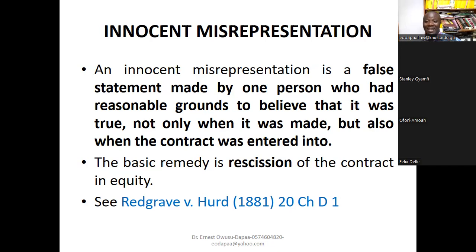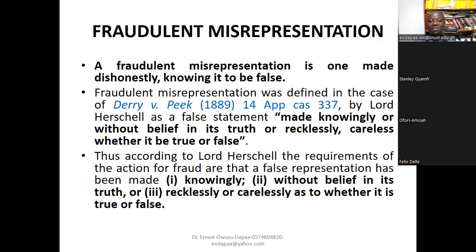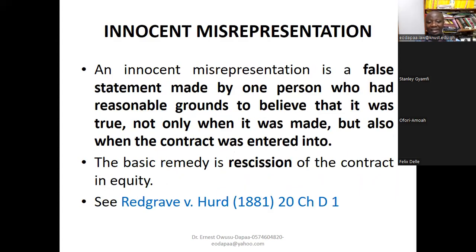So he's saying it innocently. But the fact of the matter is that it is not true. It's never been true that the sun rises from the west and, if you like, sets at the east. I mean, this is just a very simple example. So where you are a victim of innocent misrepresentation, you can have the contract rescinded in equity, as happened in the case of Redgrave against Head.